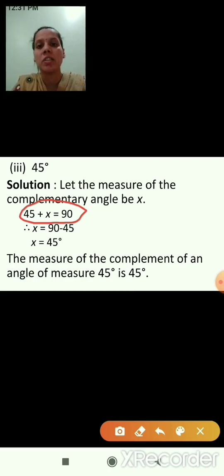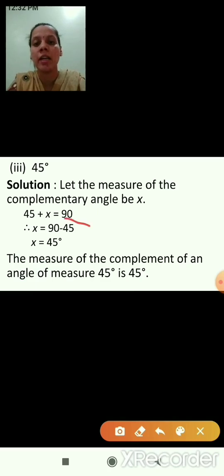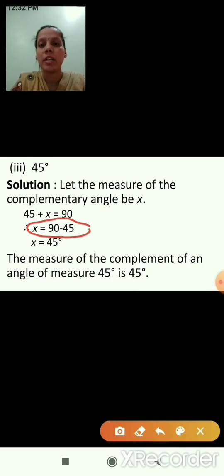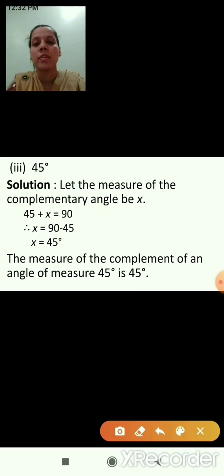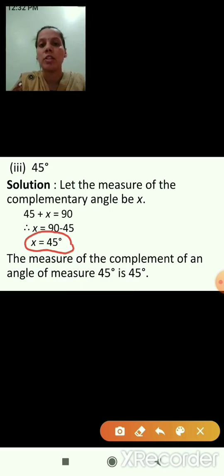Then in the second step, x is equal to, this plus 45 will go this side, so it becomes minus 45. Correct. So x is equal to 90 minus 45. Yes, now do the subtraction here. 90 minus 45 is, yes, correct, 45. So the answer is x is equal to 45 degree. Yes, now I will write down the final answer. The measure of the complement of an angle of measure 45 degree is 45 degree.